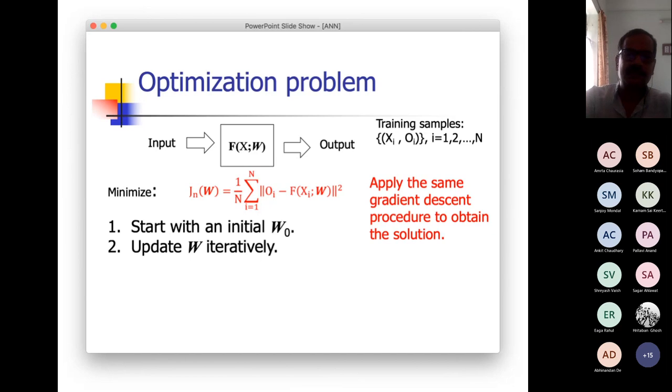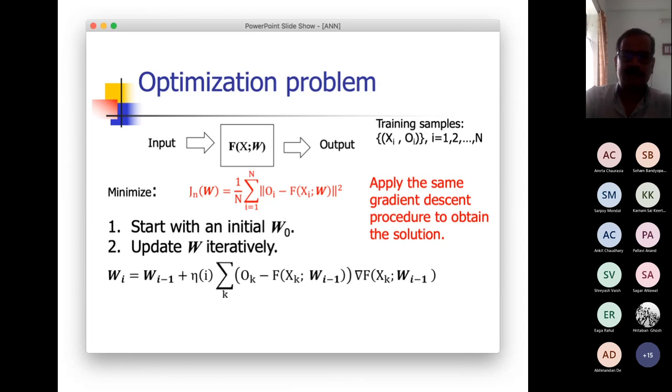But just to give you the overview of this gradient descent approach, once again, the approach is the same. You start with an initial W naught, update W iteratively. So this is how you will do it. We are expressing here the gradient of f, that is a gradient vector with respect to W. And you know that if I take the partial derivative, this is how the partial derivative has to be computed.